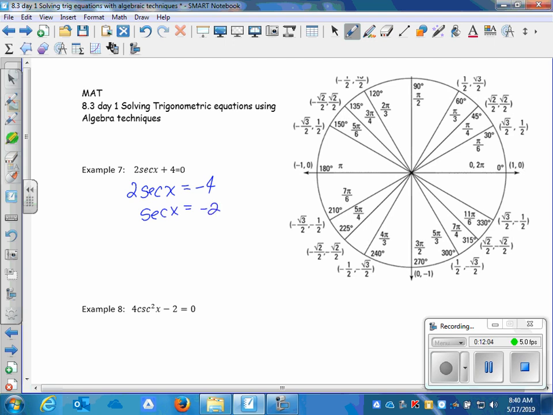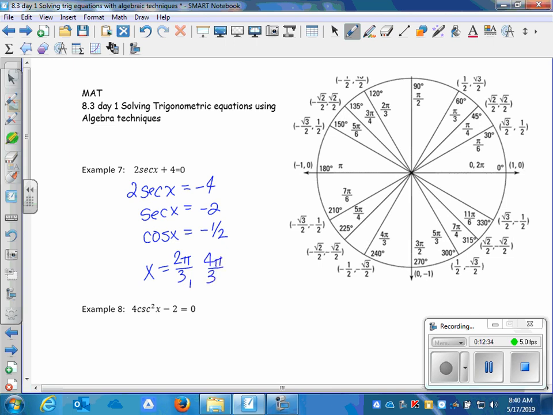Now from here, you're going to want to do the reciprocal because secant and cosine are reciprocals of each other. So instead of writing secant x, I'm going to write cosine x, but I'm going to take the reciprocal of the right-hand side. So this becomes negative 1/2. And then all we're looking for is any cosine angle. The ratio is negative 1/2 for any of the particular angles. So that only happens in 2 cases. Happens at 2 pi over 3 and 4 pi over 3.